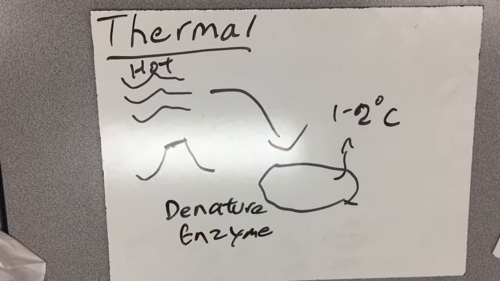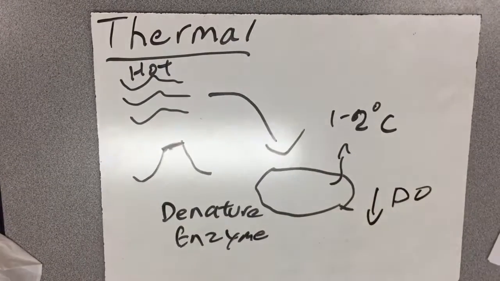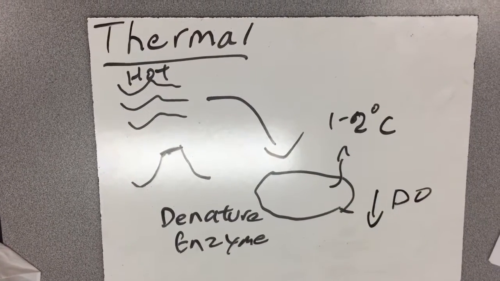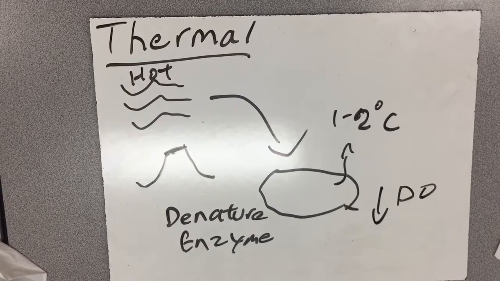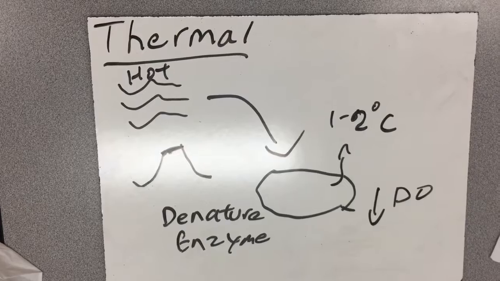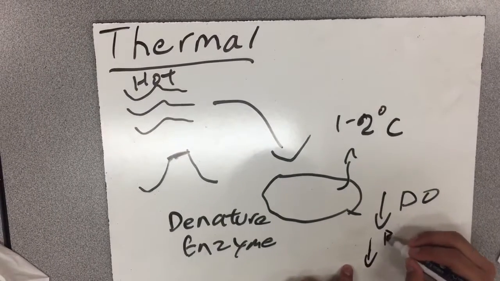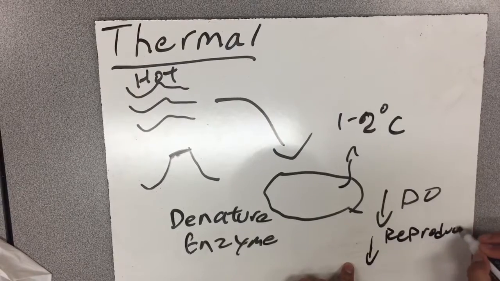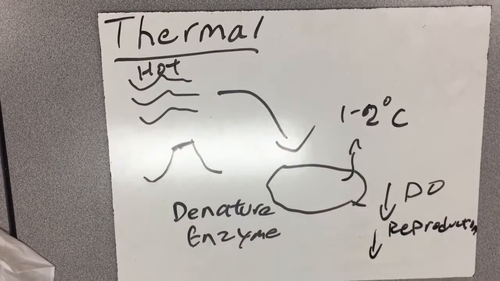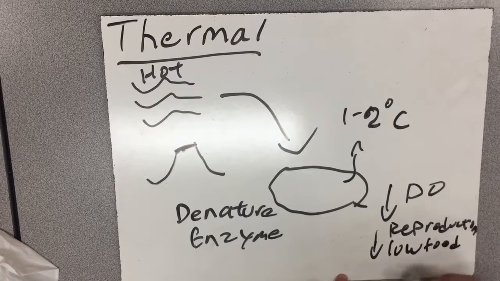That's one of the first ones. Also, it can lower dissolved oxygen levels, which is important for fish and other aquatic organisms that includes amphibians, turtles, aquatic reptiles, etc. And this would decrease reproductive rates and lower food and change metabolic rates.